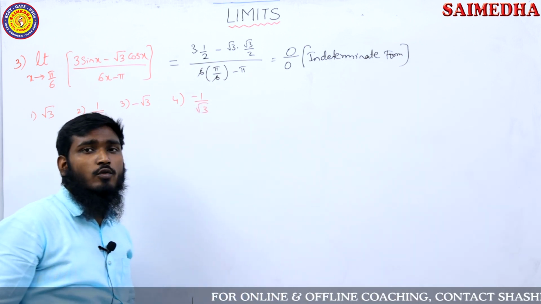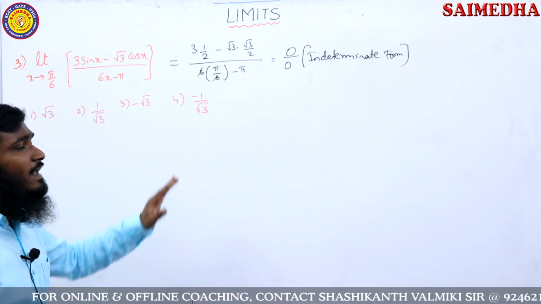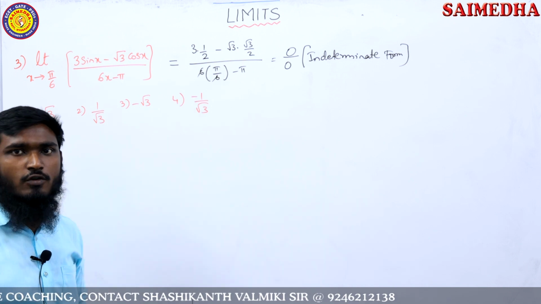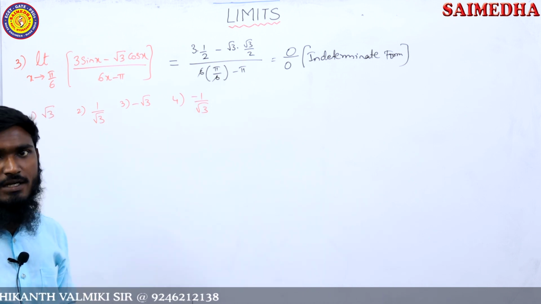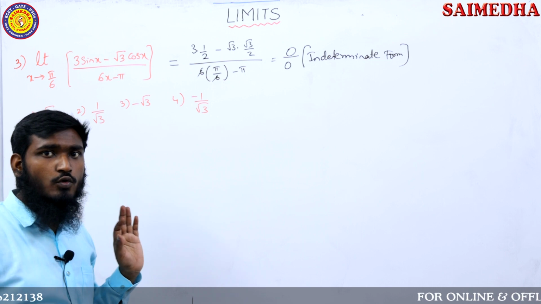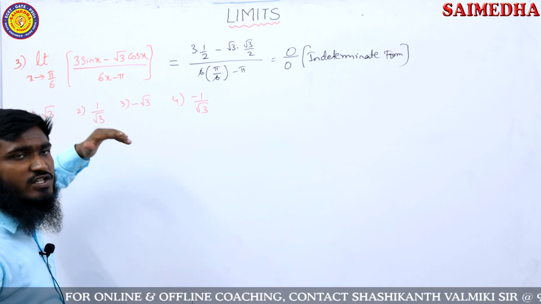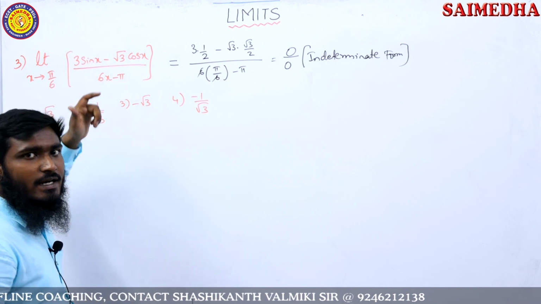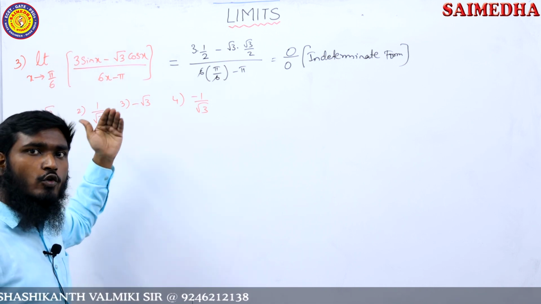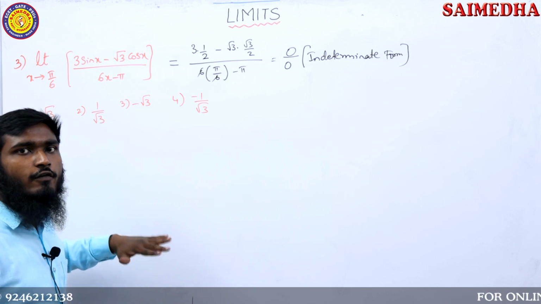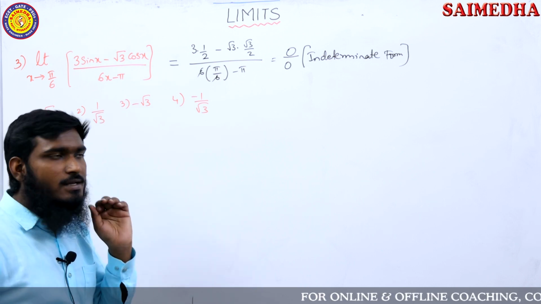So what I have told you in the last video: whenever we are getting the answer as 0 by 0, we can use the L'Hospital rule. L'Hospital rule is most important. L'Hospital rule means what we have to do? We have to differentiate both the numerator and the denominator separately. For the numerator we have to differentiate it separately, and for the denominator also we have to differentiate it separately.